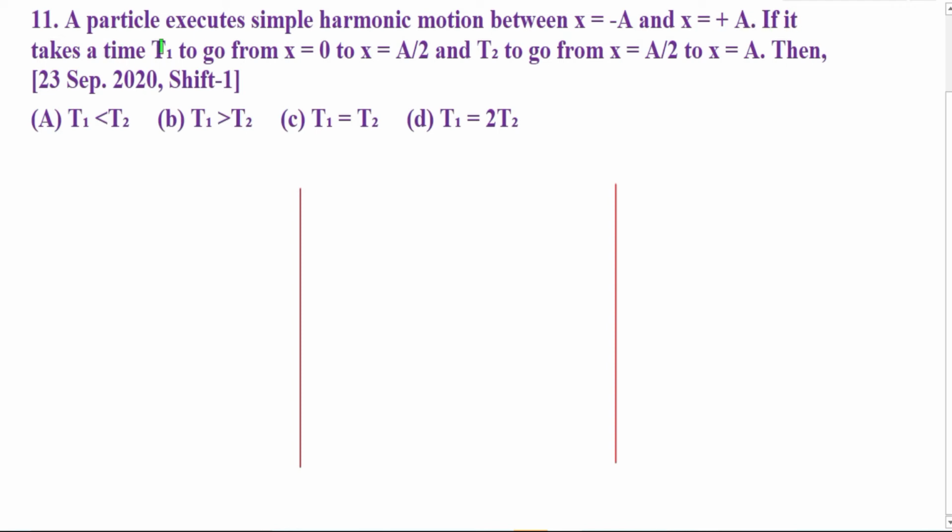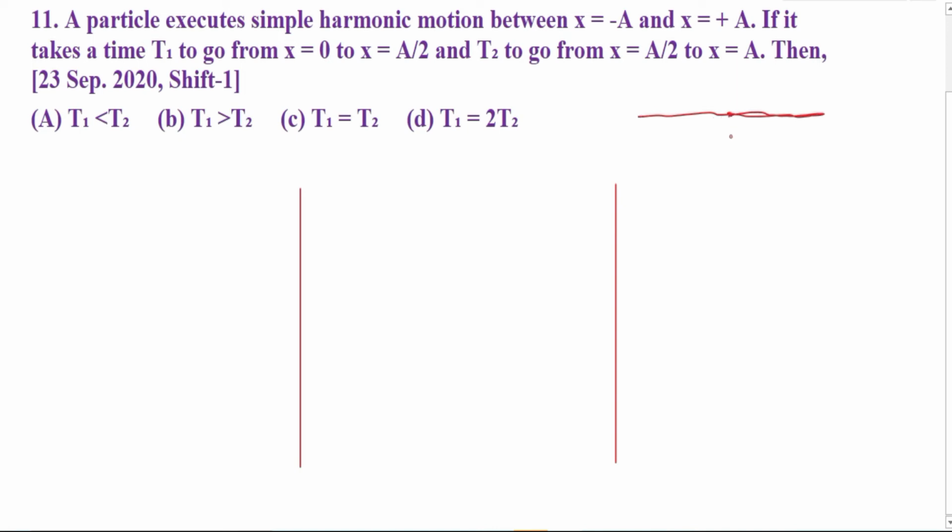If it takes a time t1 to go from 0 to a by 2 and time t2 to go from a by 2 to a, then what you have to do is find the relation between t1 and t2. Now let us go to the solution. What did he give? He gave that there is a particle which is undergoing simple harmonic motion.